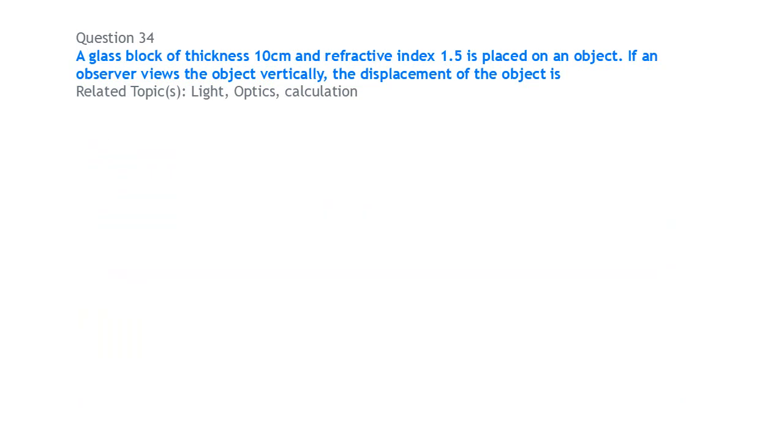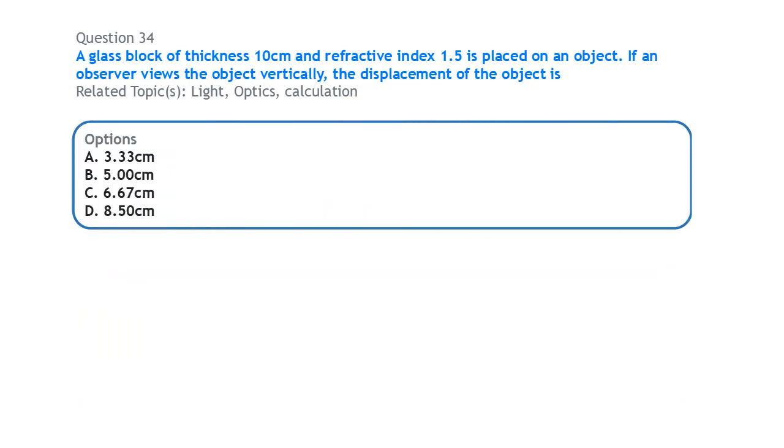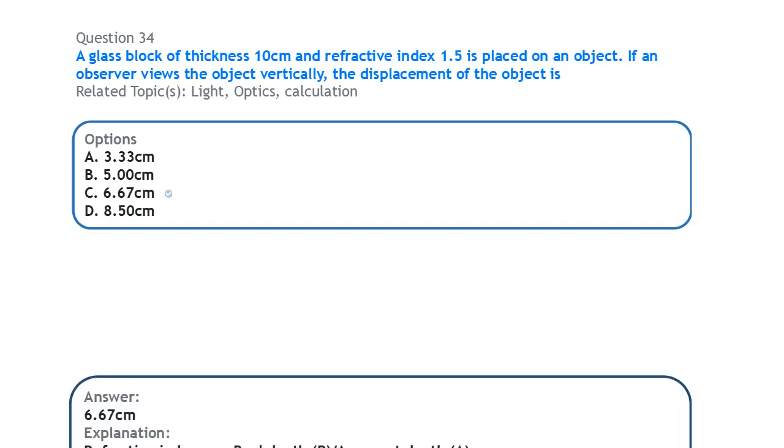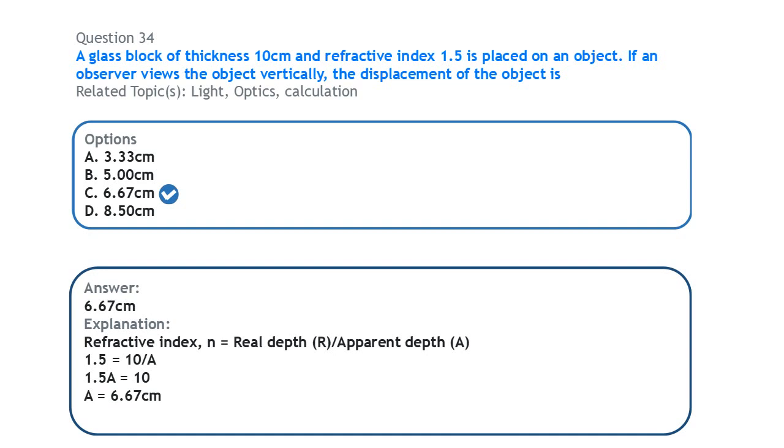A glass block of thickness 10 centimeters and refractive index 1.5 is placed on an object. If an observer observes the object vertically, the displacement of the object is? Refractive index is real depth over apparent depth. The refractive index of the material here is 1.5, equal to the depth, which is the thickness of the block, 10, divided by the apparent depth.